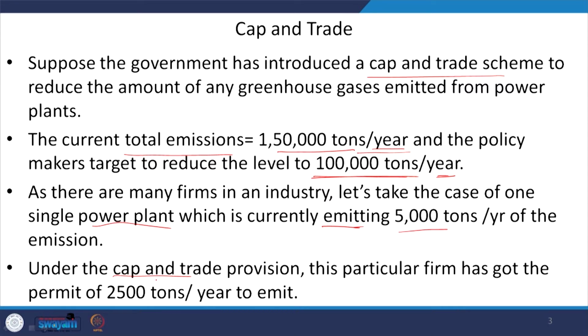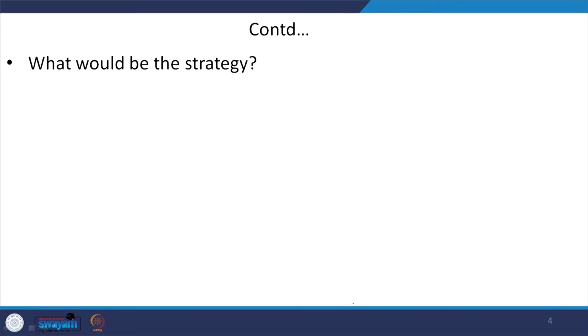However, for individual industries, this cap provision is fixed. That means a permit is allowed up to 2500 tons of emissions per year. So for the individual firm, the cap is fixed, that is the individual firm can emit 2500 tons of emissions per year. In this case, the question is, what are the strategies that need to be adopted by the particular industry? The power plant manager would be thinking about some alternatives. So what are the alternative choices available in these situations?